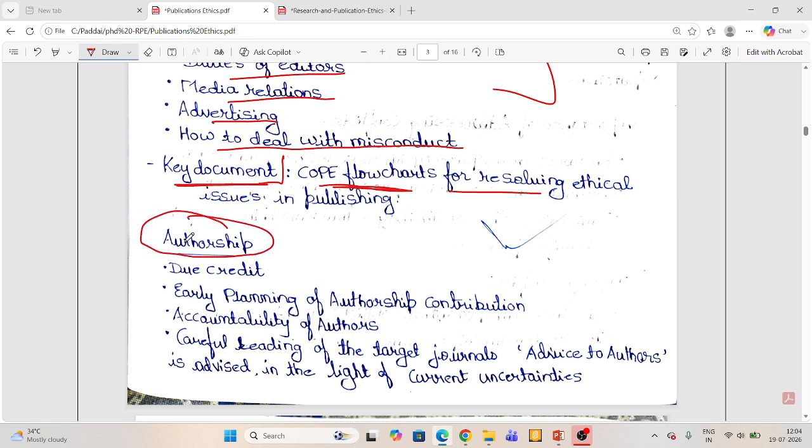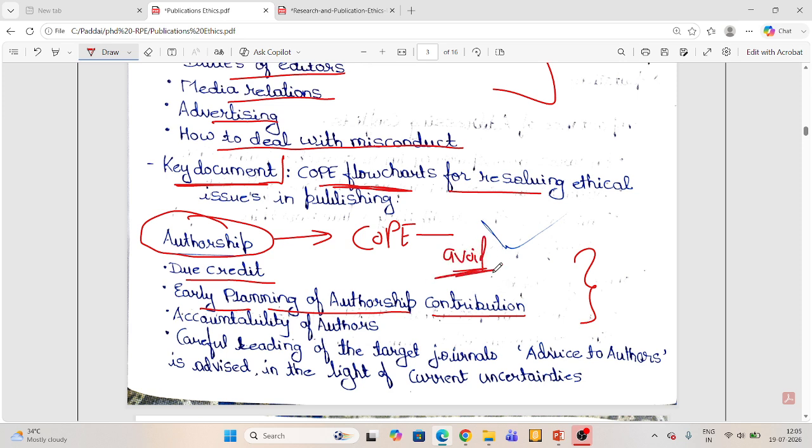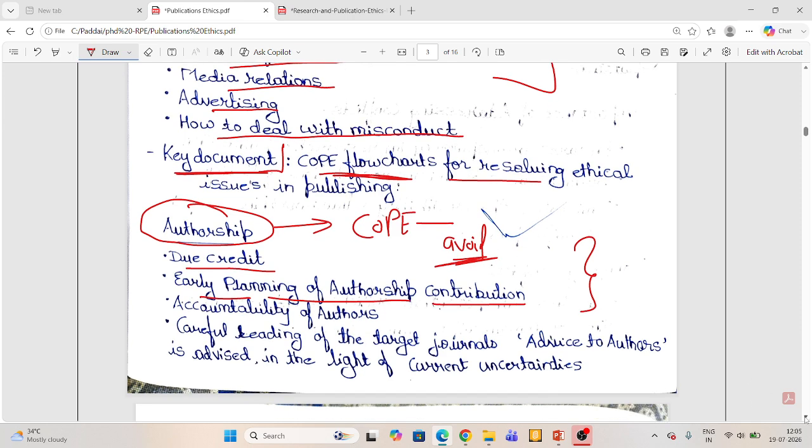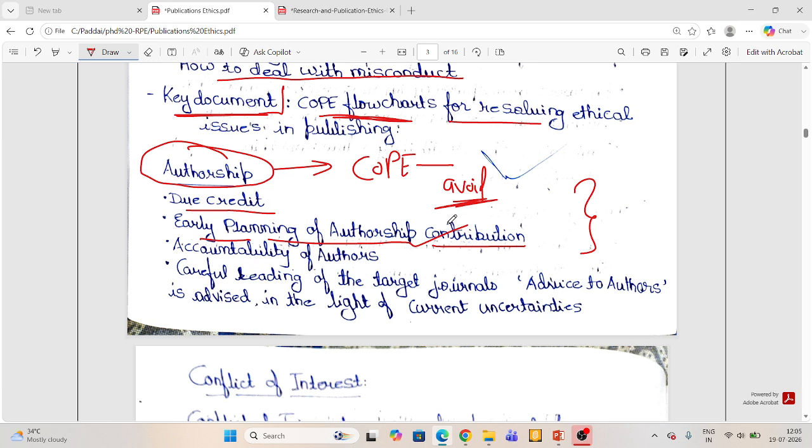One of the major things that COPE deals with is authorship. There are different kinds of authorship, and there are different disputes related to authors also. We will study these in a different class. But what guideline does COPE give related to authorship? It says due credit should be provided to the authors. There should be early planning of authorship contributions, in order to avoid main errors or mix-ups in the authorship.